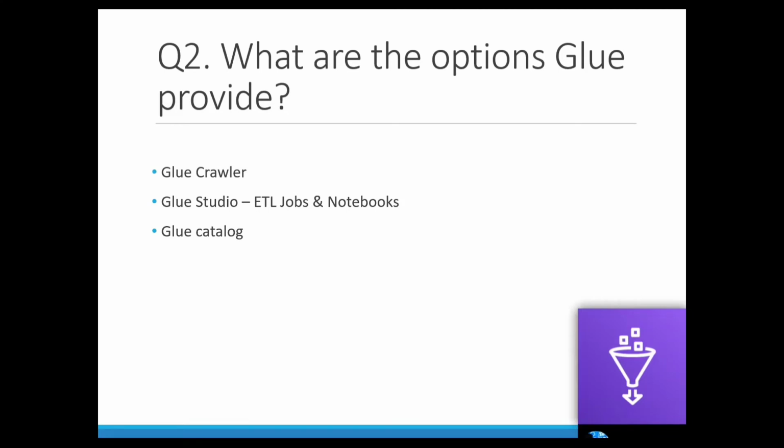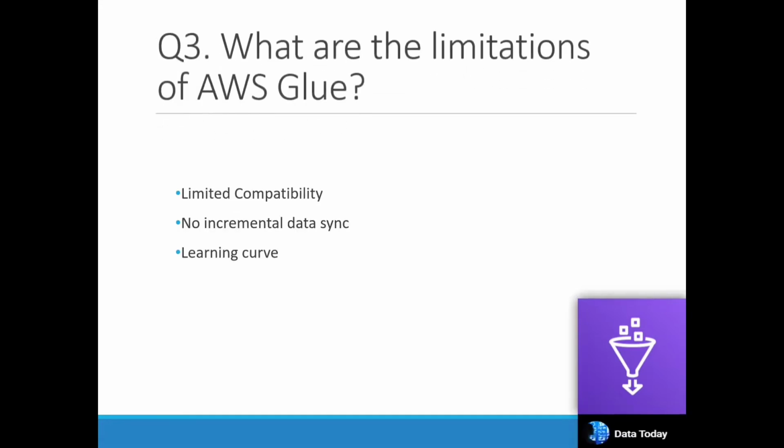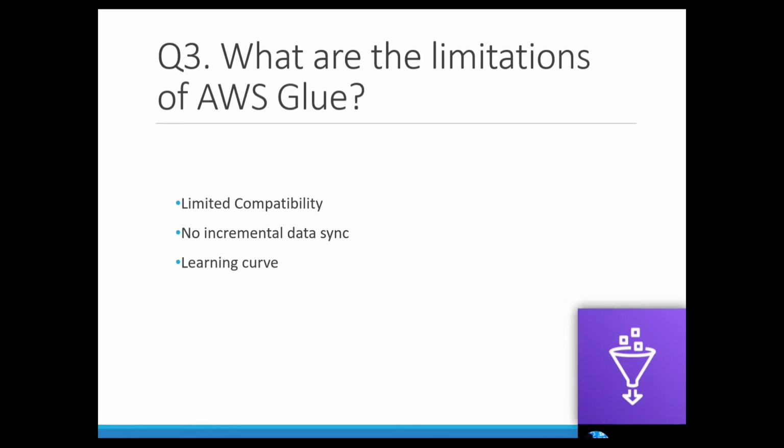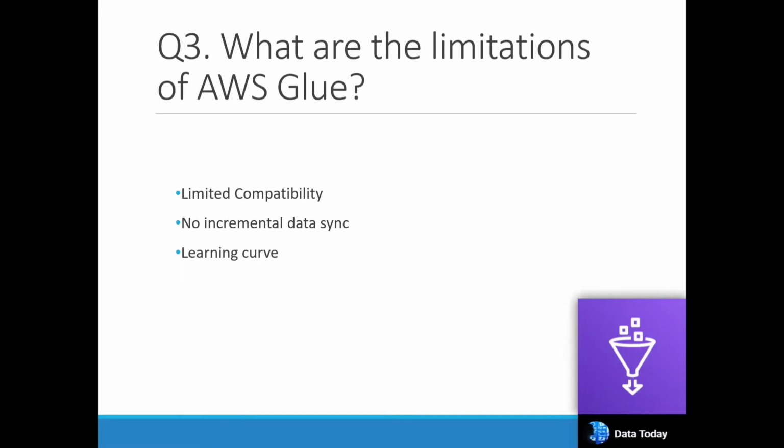Okay, so let's move to the next question. What are the limitations of AWS Glue? We have limitations like limited compatibility with other tools, no incremental data sync options, and the learning curve is also steep in AWS Glue. Why are these limitations or drawbacks? Basically Glue is used for working with a variety of commonly used data sources and works with services running on AWS. So it's limited.